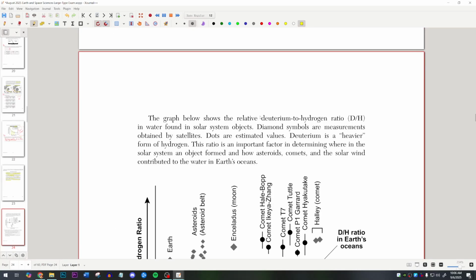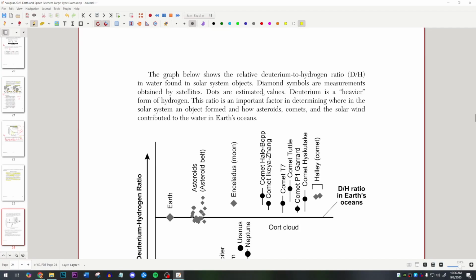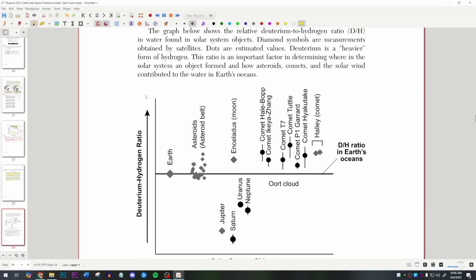The graph below shows the relative deuterium to hydrogen ratio in water found in solar system objects. Diamond symbols are measurements obtained by satellites. The dots are estimated values. Deuterium is a heavier form of hydrogen. This ratio is an important factor in determining where in the solar system an object formed and how asteroids, comets, and solar wind contributed. Okay, so let's just do this. Diamond symbols are from satellites, and dots are estimated values.